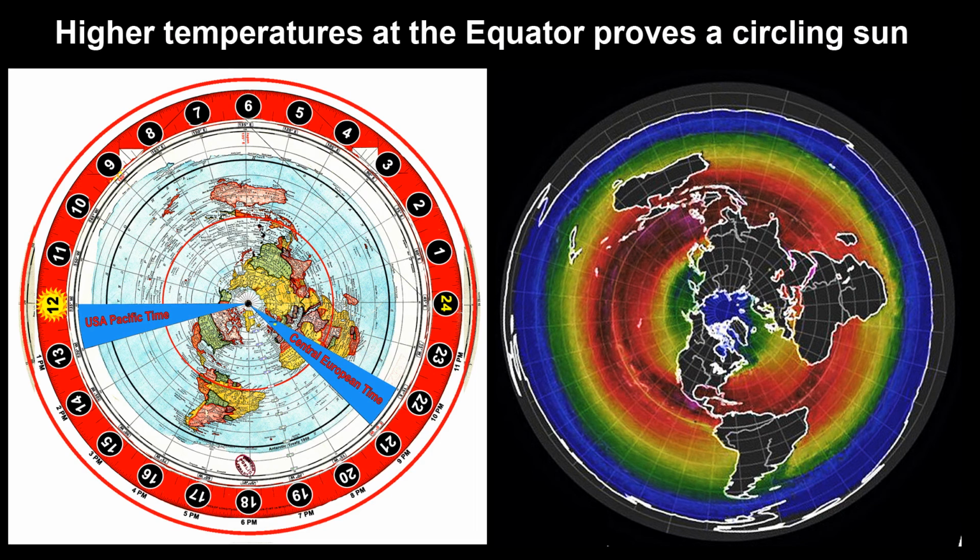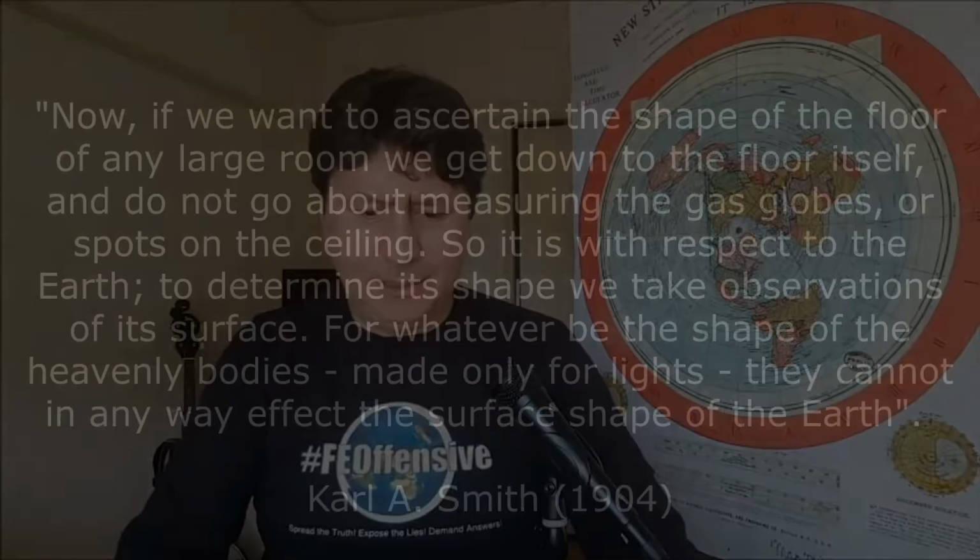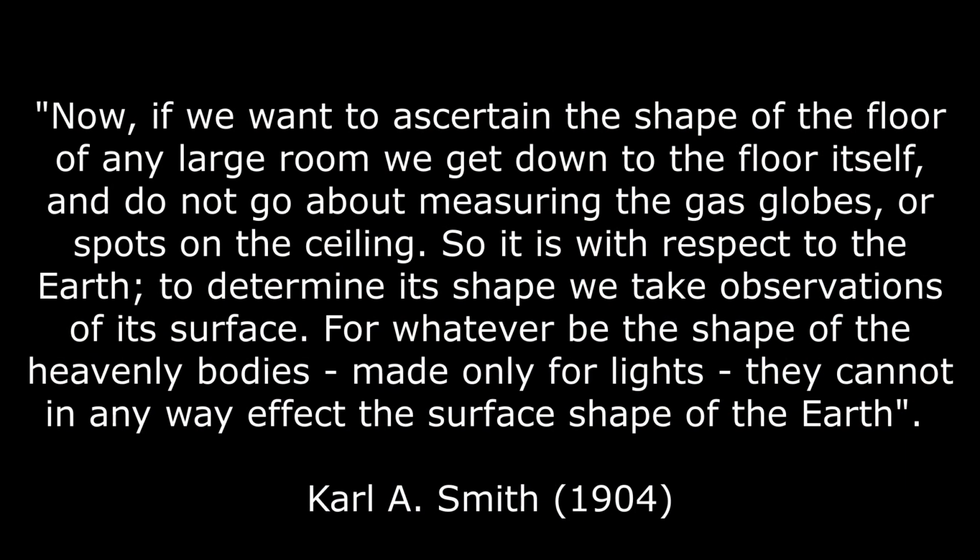To explain this, we have to go back to a quote from 1904 by Carl A. Smith, who said, "Now, if we want to ascertain the shape of the floor of any large room, we get down to the floor itself and do not go about measuring the gas globes or spots on the ceiling. So it's with respect to the Earth. To determine its shape, we take observations of its surface. For whatever be the shape of the heavenly bodies, made only for lights, they cannot in any way affect the surface shape of the Earth."